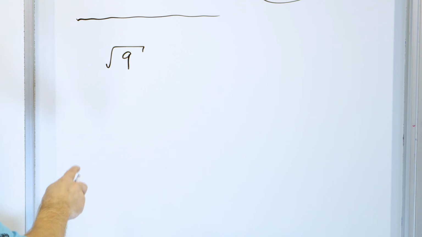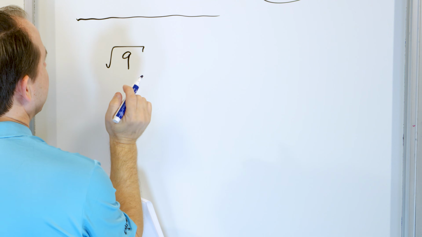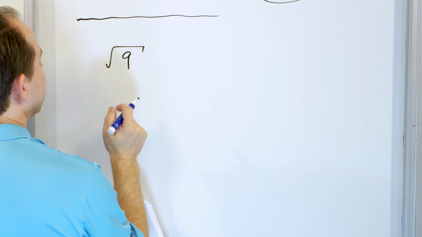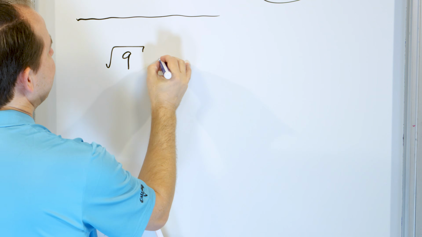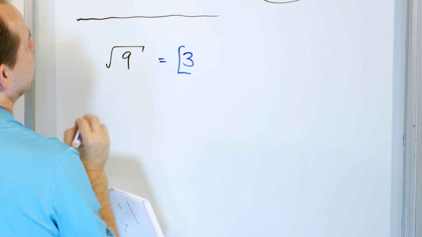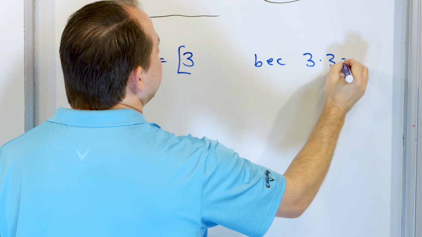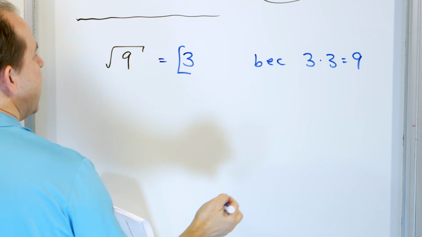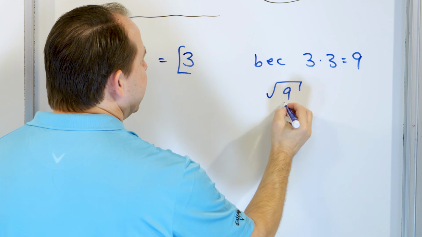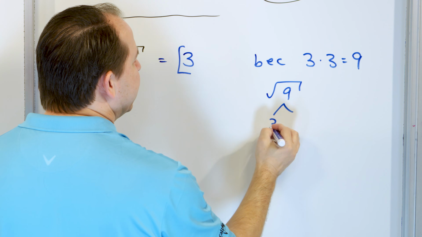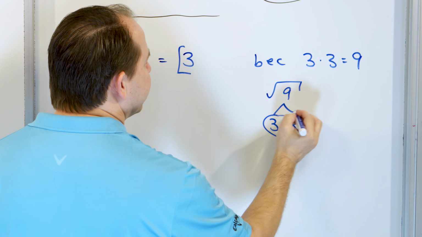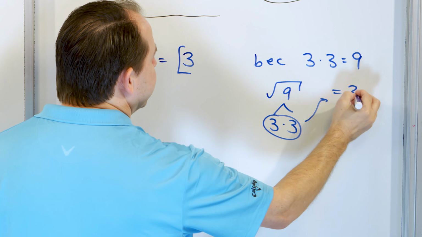Ask yourself, what times what is 9? Well, 2 times 2 is 4. That's not it. 4 times 4 is 16. That's not it. It has to be 3 because 3 times 3 is 9. And you can say this is because 3 times 3 is equal to 9. That's the reason. And if you wanted to use a factor tree, you could say, well, what times what is 9? 3 times 3. We're looking for pairs. And so the answer has to be 3.